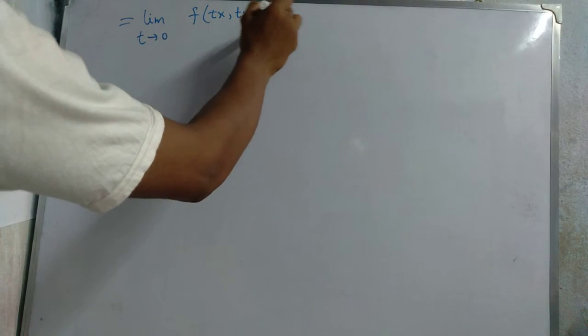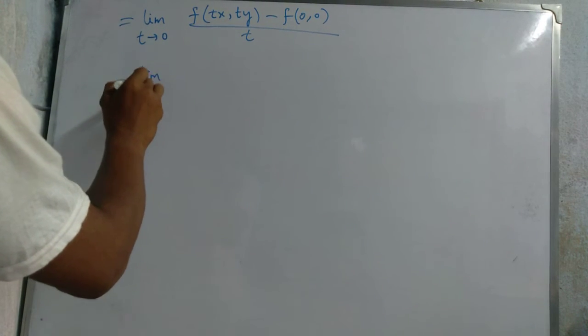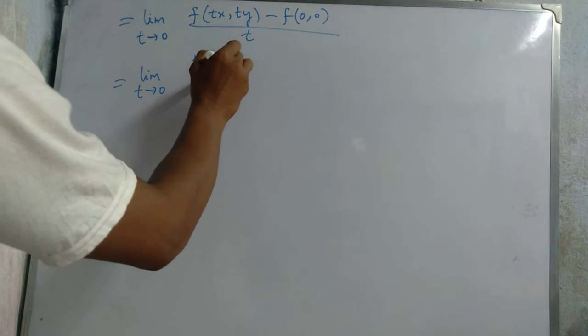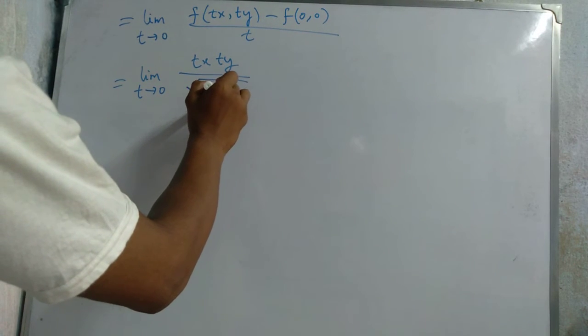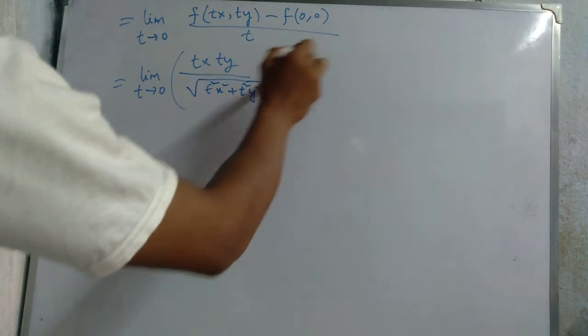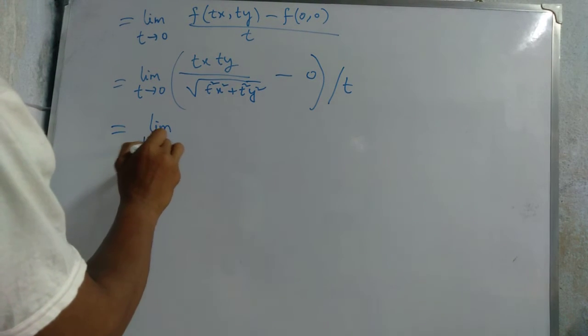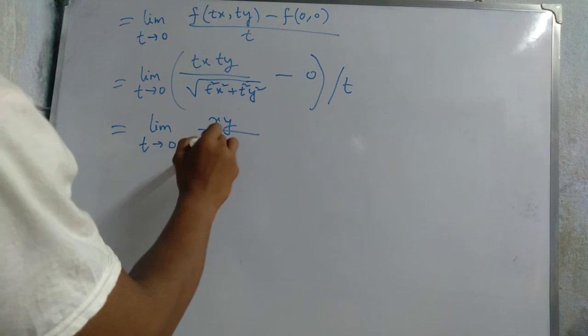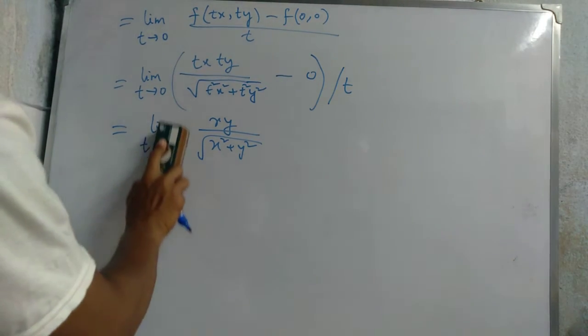This is equal to the limit as t tends to 0 of f(tx, ty) minus f(0, 0), divided by t, which is the limit as t tends to 0 of t²xy divided by the square root of t²x² + t²y², minus 0, divided by t. So this is equal to the limit as t tends to 0 of xy divided by the square root of x² + y². Okay, this is the result.